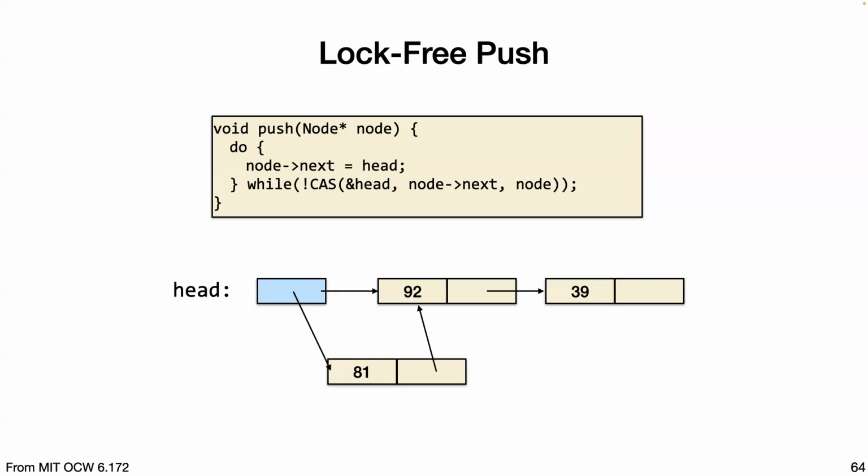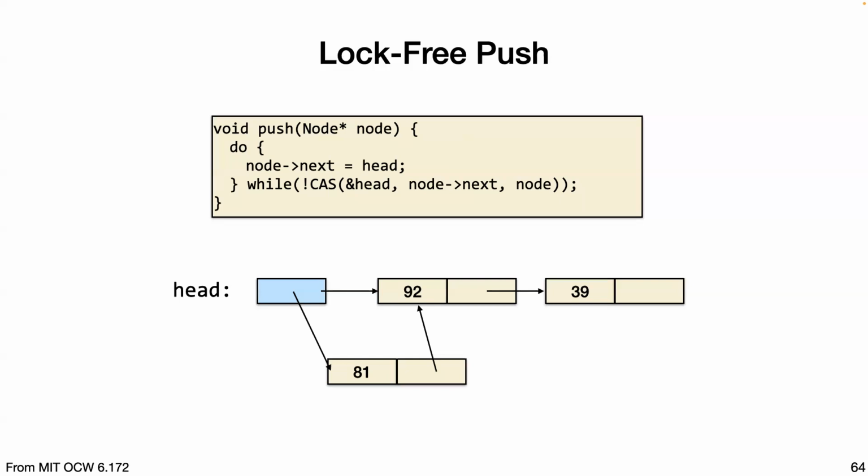If you have multiple threads trying to push, everybody is trying to update head. And if the CAS succeeds, which means that the head is equal to node next, that means that nobody changed out the head from under you, and you are able to push yourself onto the stack. If the CAS fails, it means this was what head just was, and it is no longer what head currently is.